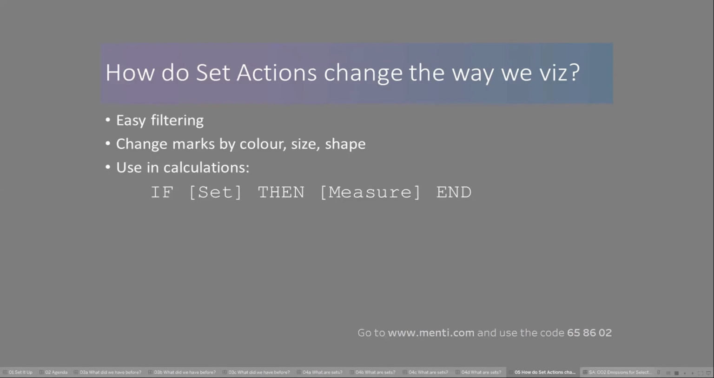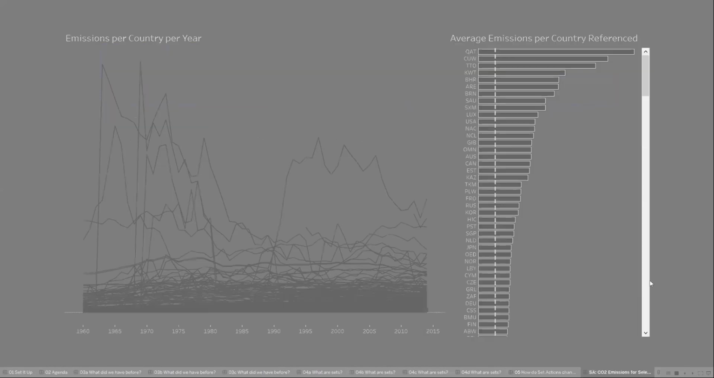Now, let's take a look at an example. We have here the CO2 emissions of 250 countries from 1960 to 2014. And I want to highlight a few selected countries in order to see how their development over the past 50 years compares to their 2014 emissions and vice versa. So I just select a couple of bars.